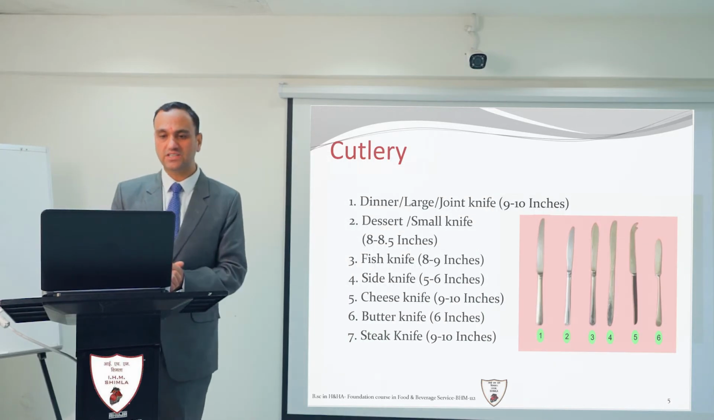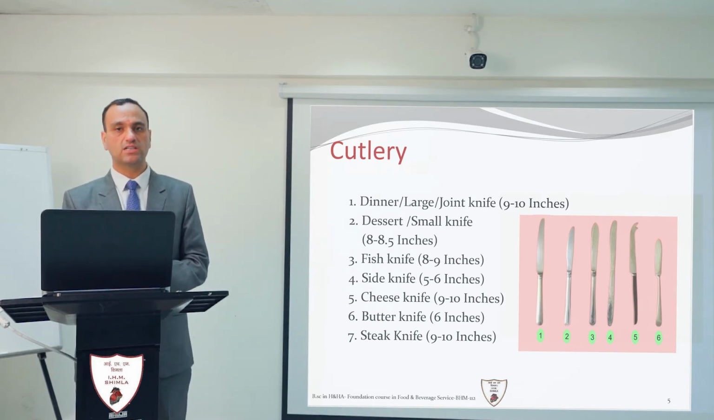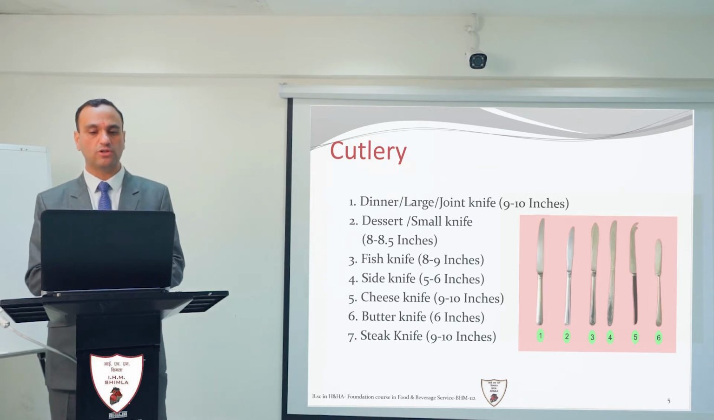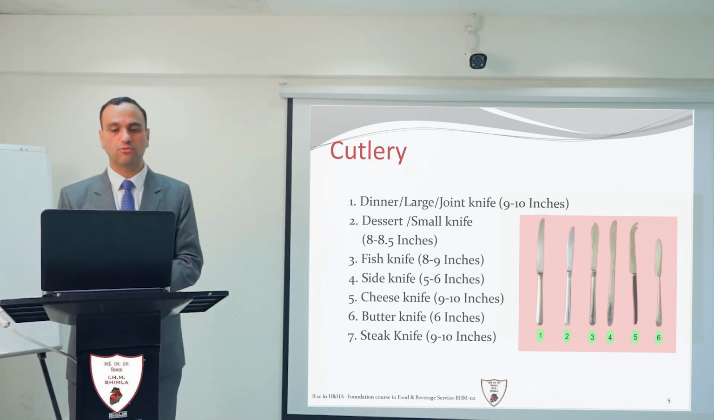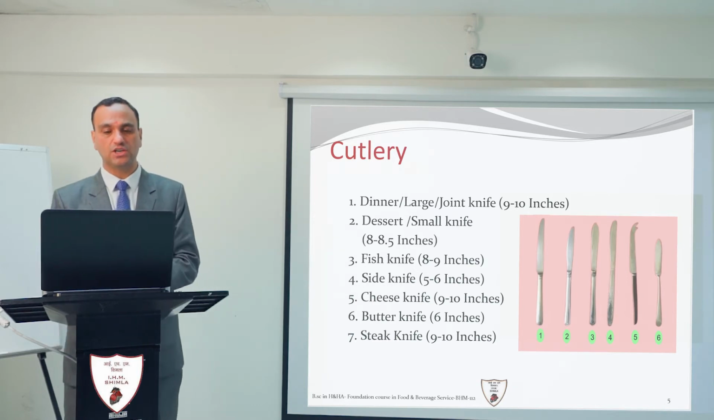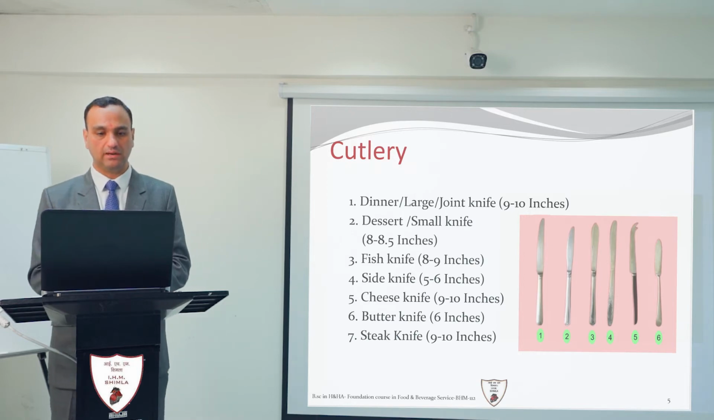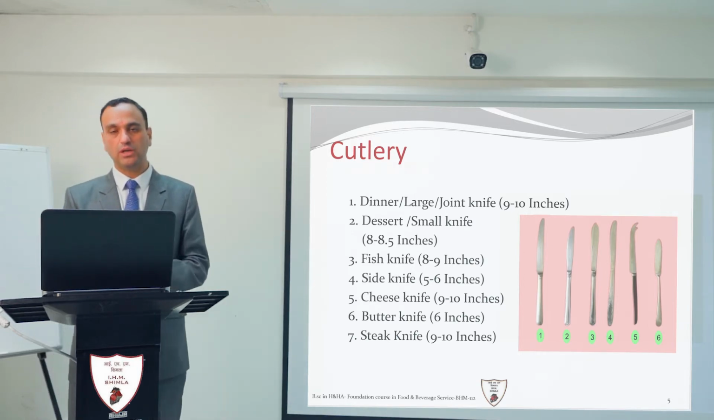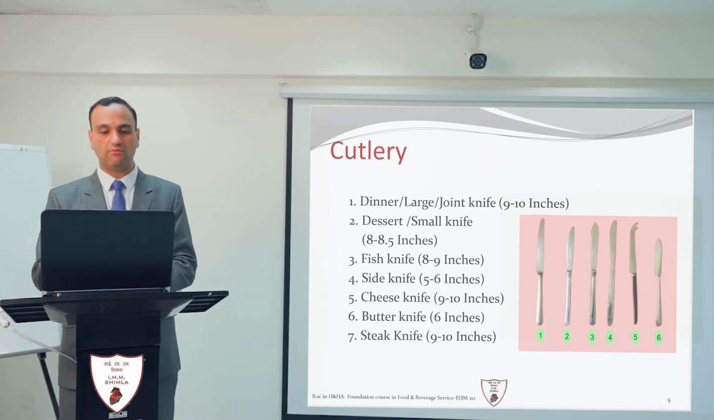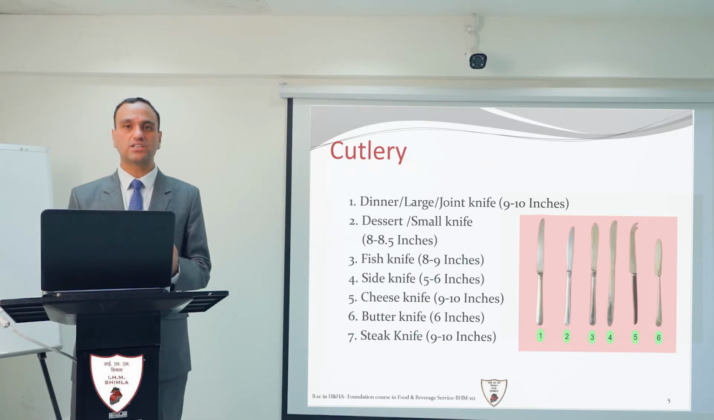In the next category of flatware, we start with the forks. In fork, the first one is the large fork, which is also known as joint fork, dinner fork. The size for large fork, joint fork, and dinner fork is 9 inches, and we use this fork for our main course meal. Next is dessert fork. Dessert fork is being used to have our dessert, and the size for dessert fork is 8 inches.